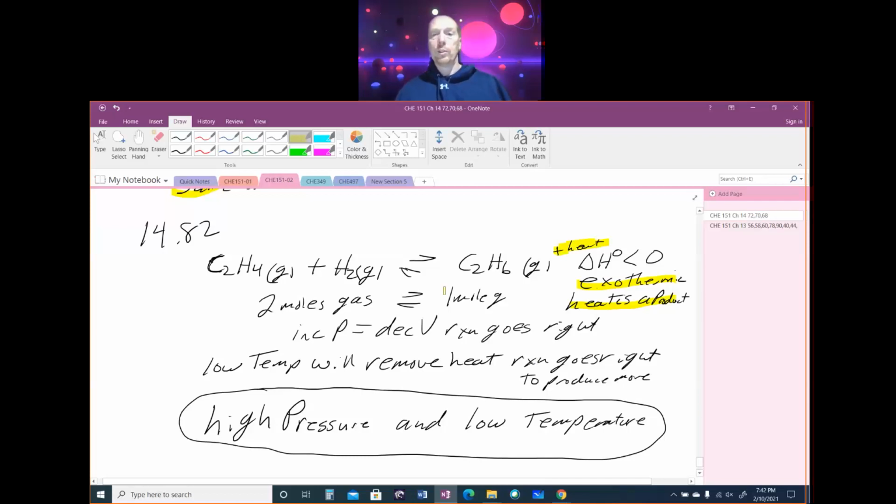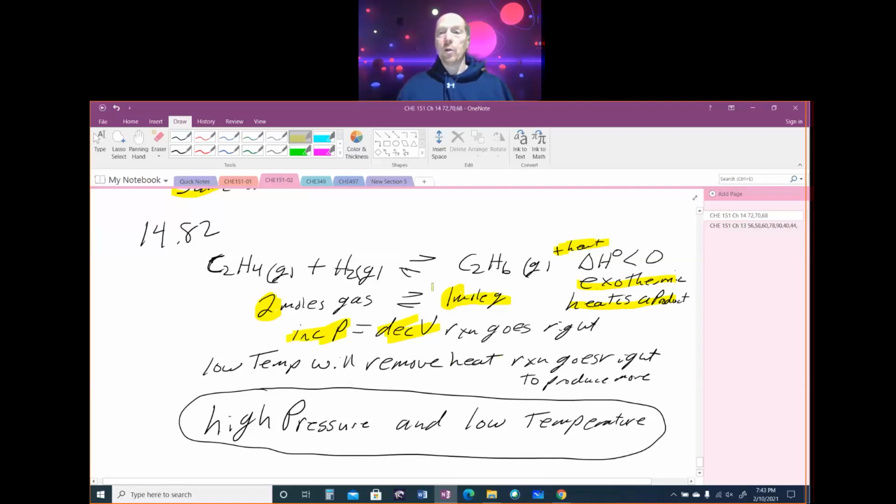All right, now the question is, what do we do with our pressure? What do we do with our temperature? So again, for the fourth time, we have 2 moles of gas on the left and 1 mole of gas on the right. So for the fourth time, we have fewer number of moles of gas on the right side. And so we want to increase the pressure, which would decrease the volume, which would shift the reaction towards the side with the fewer moles of gas, which is our product, which is what we want.